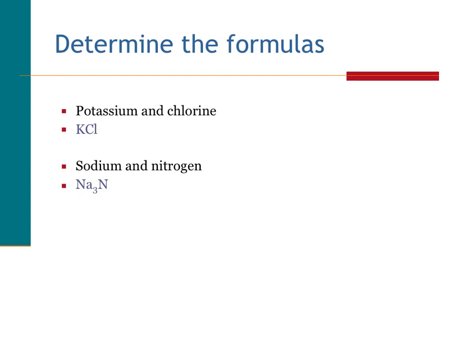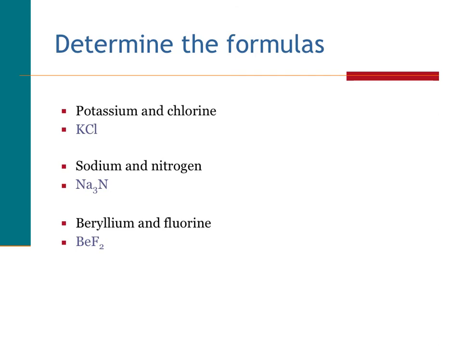Sodium and nitrogen. So take a look at your periodic table. Na is a +1. Nitrogen is a 3-. Crisscross. Na3N. Beryllium and fluorine. BeF2.